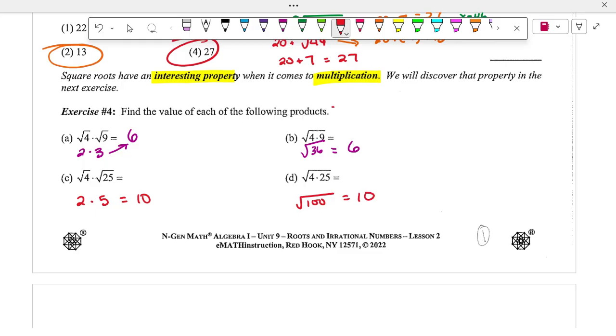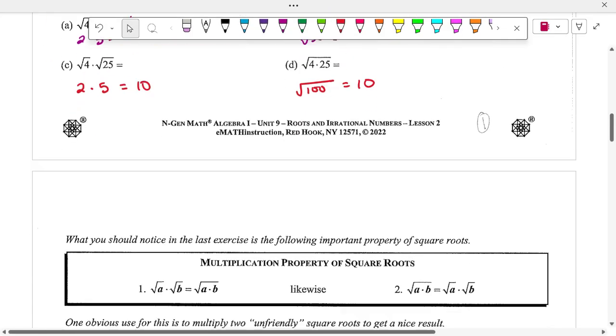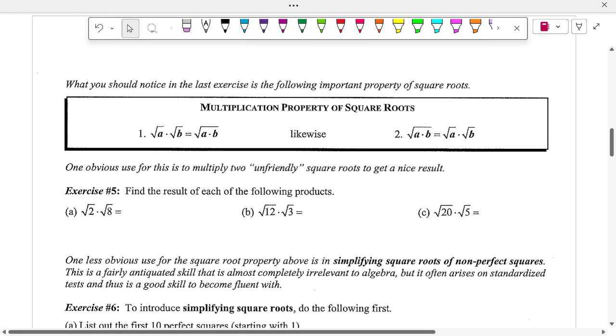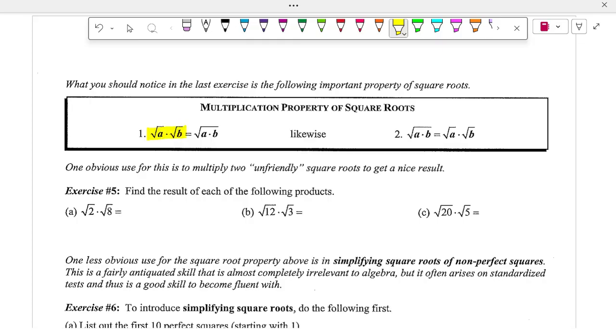So, essentially, what this property is: if you have two separate square roots with two numbers underneath them, it is the same thing as if you had a single square root and you were multiplying those two numbers. And the reverse is also true. If you have two numbers being multiplied under a singular radical, you can separate it into two baby radicals.